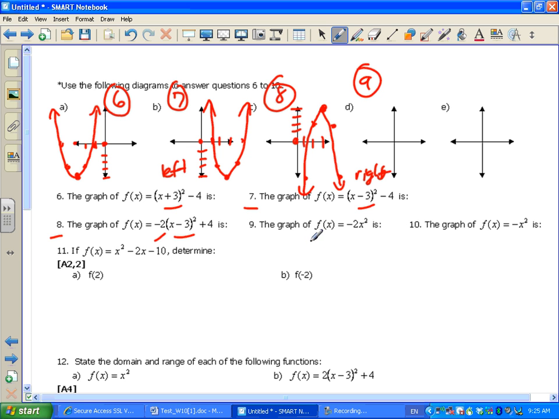Number 9. This one is pretty straightforward. We're at the origin. It's facing downwards, but it's stretched. So, a way to compare this to the last one, we'll do number 10 here, is we'll draw our normal one. And since we're trying to get a feel for it, let's say our parabola looked like this. The only difference I would have had to notice between number 10 and number 9 is that number 9 would be drawn thinner than number 10 would because it's been stretched by a factor of 2.